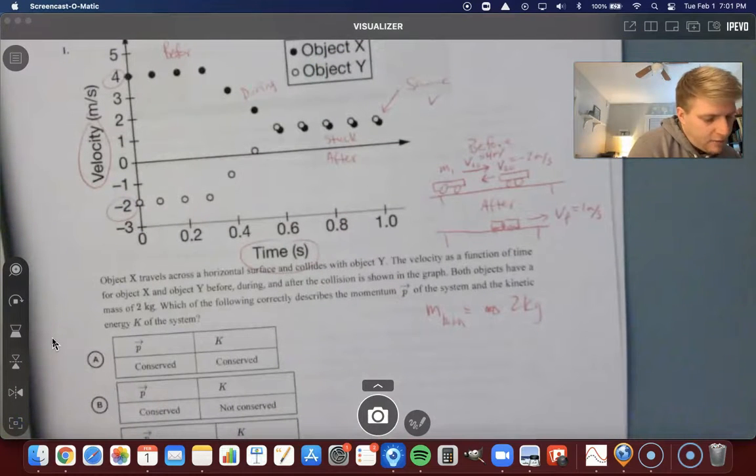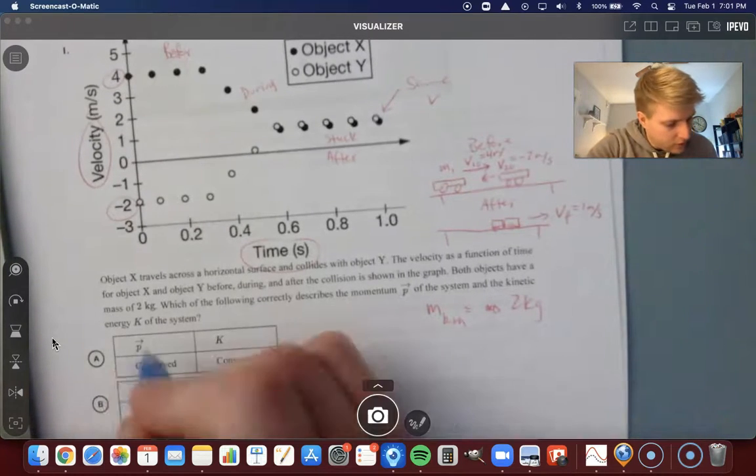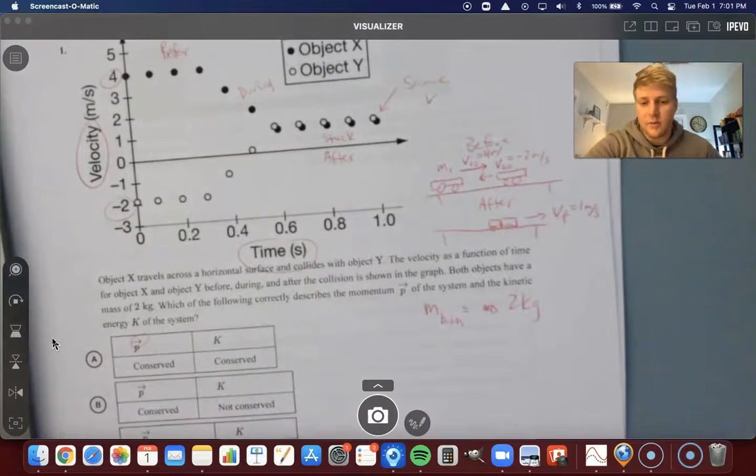Both objects have a mass of 2 kilograms already. So which of the following correctly describes the momentum P of the system and the kinetic energy K of the system? So I know we've spoken quite a bit about the difference between vector and non-vector quantities. Here they're very careful to put the vector hat, which they aren't always, and I will be honest and say I'm not always careful to put that in there.